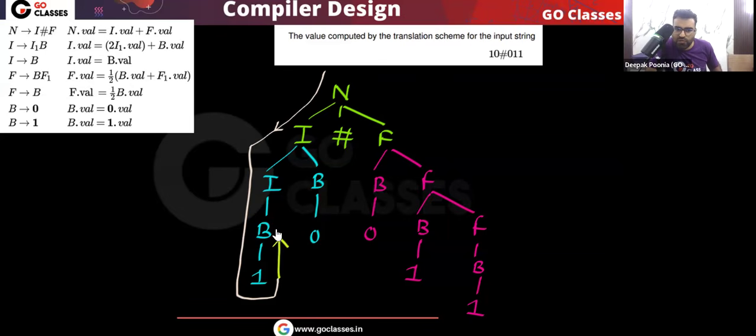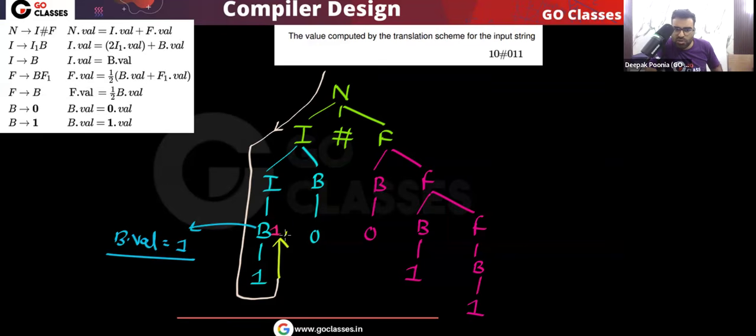So remember, this B dot value will basically become 1. Very simple, I hope you understood. So I can write like this, that this B dot value will basically become 1. Now just keep going.